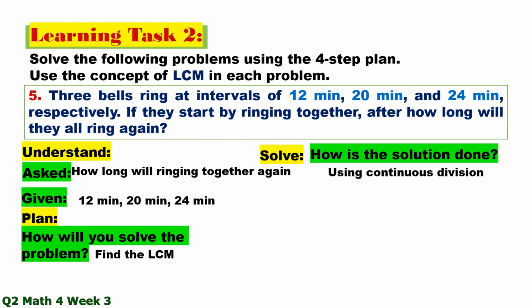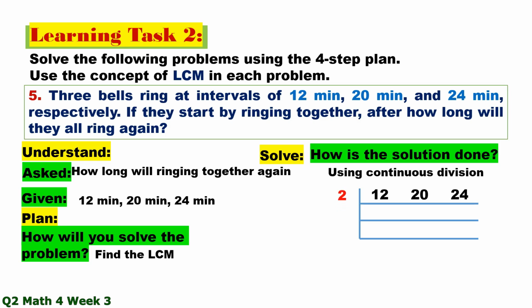How is the solution done? Using continuous division of 12, 20, and 24. 12, 20, and 24 are divisible by 2. 12 divided by 2, 6. 20 divided by 2, 10. 24 divided by 2, 12. 6, 10, and 12 are divisible by 2. 6 divided by 2, 3. 10 divided by 2, 5. 12 divided by 2, 6.